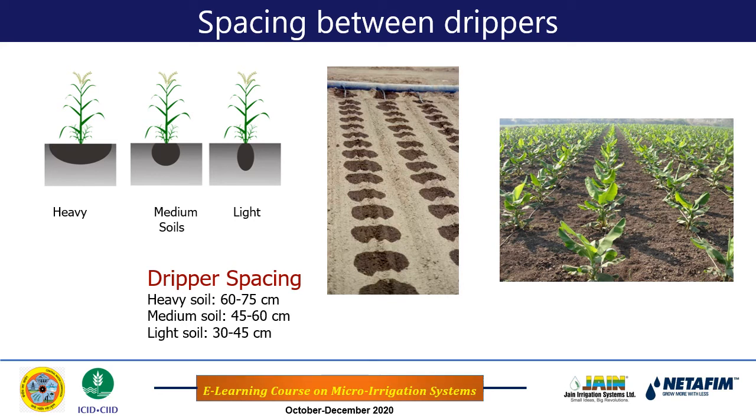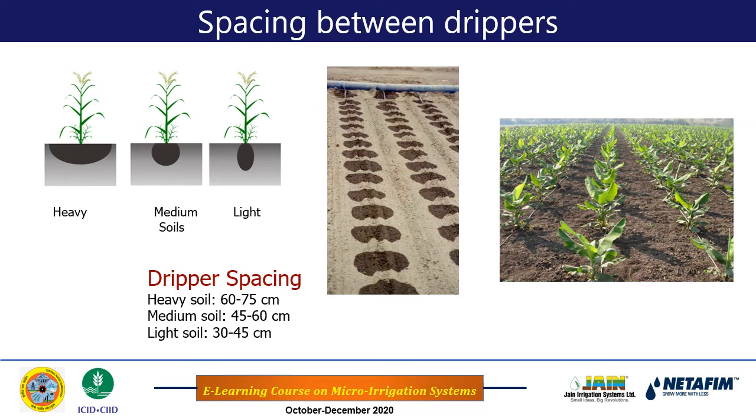So you see that in case of heavy soil, the dimensions of the bulb are such that its diameter is more, or the lateral movement is more, but the vertical is less. And in case of light soil, vertical is more and the lateral is less.